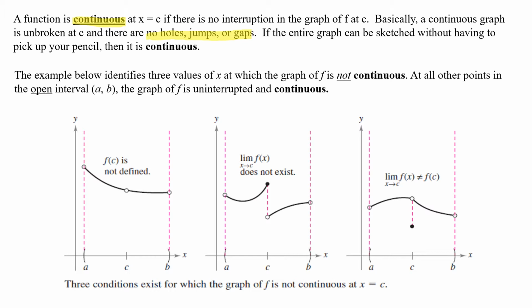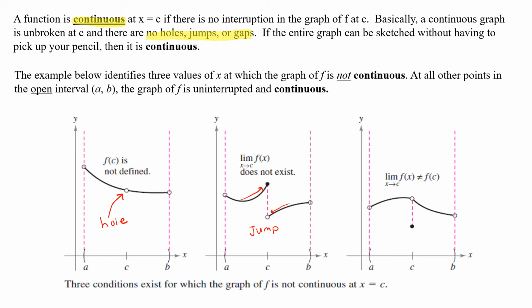So looking at these three examples, in the first, notice we have a hole in our graph. So we would be unable to graph that without picking up our pencil. So that hole makes it not continuous at x equals c. In our second graph, the limit from the left approaches a different value than the limit from the right. We refer to this as a jump, which we also could not sketch without picking up our pencil. So this is not continuous at x equals c.